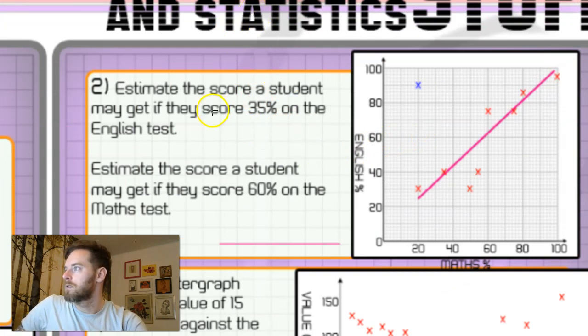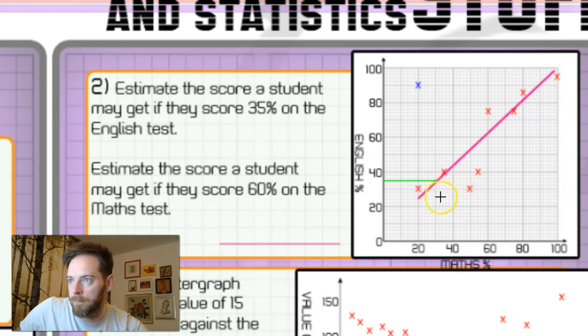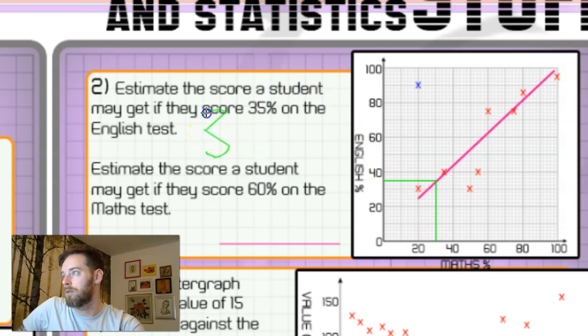Get the line. So from 35% on the English test, so 30 is there, 35 is there. Okay, we go across and we draw a line that hits this line here. Okay, and we draw a line that goes down. All right, so down, across and down, and we're going to see that that is 30%. Just remember that this at the moment, because I can't use the pen tool on here, doesn't work very well. I could try, but it's not a 3, is it? 30. There we go. So 30% there.